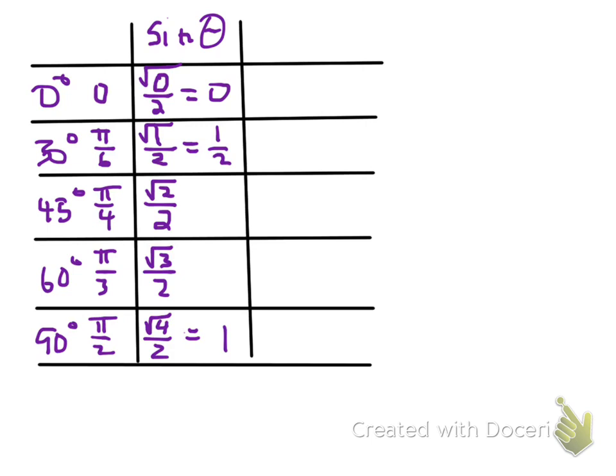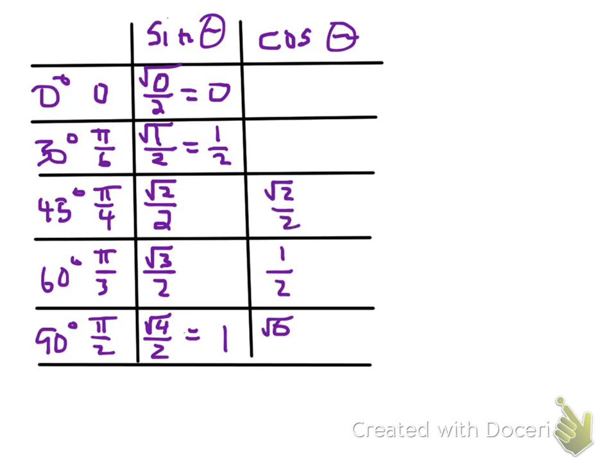All right. Now let's do cosine of theta. And let's do it backwards. What's the cosine of 90 degrees? What did we find that it was? Cosine of 90 degrees is 0. Cosine of 60 degrees is 1/2. Cosine of 45 degrees, square root of 2 over 2.